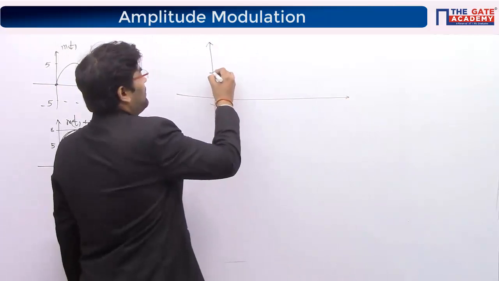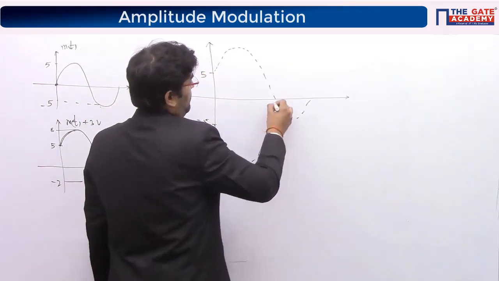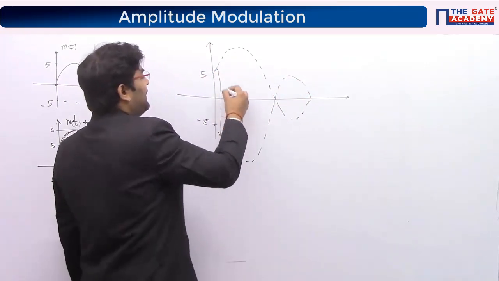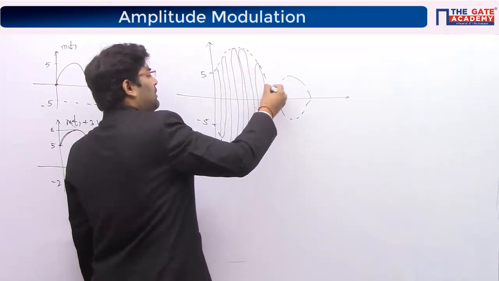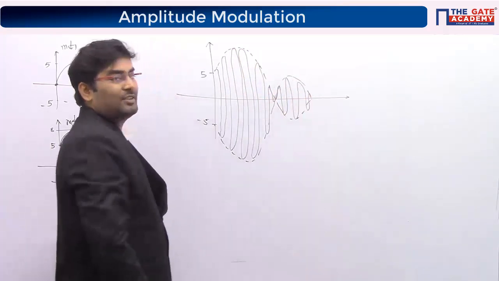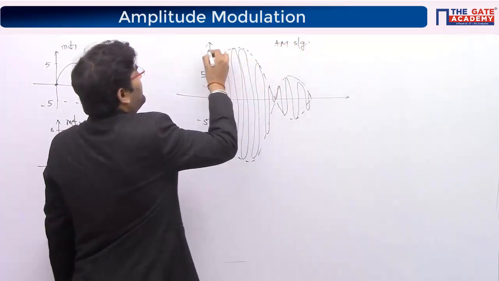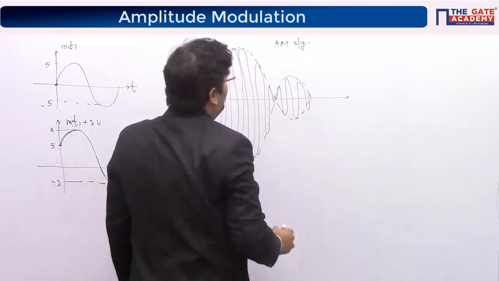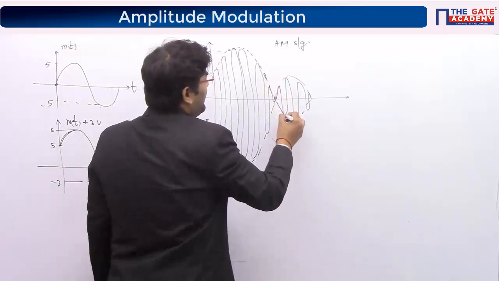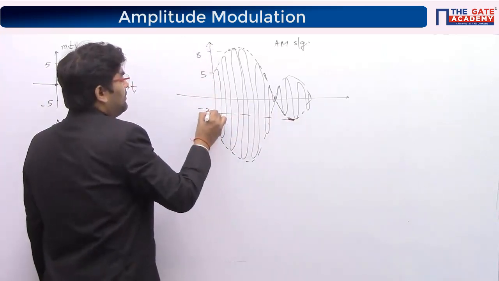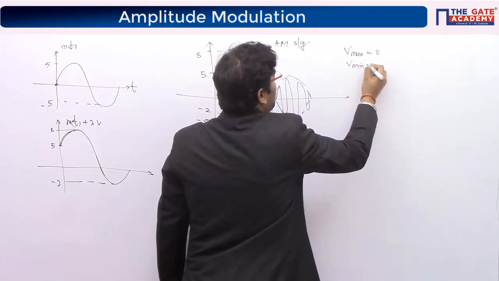Now if you modulate this signal with the carrier, what will you get? You'll get something enveloped like this. So this is 5, this is minus 5. In this you will have a carrier embedded like this. The moment it crosses 0, magic happens. This is my AM signal. So what is this? This is 8, and what is V minimum? Minus 2. So guys, here V max is equal to 8 and V min is equal to minus 2 volts.